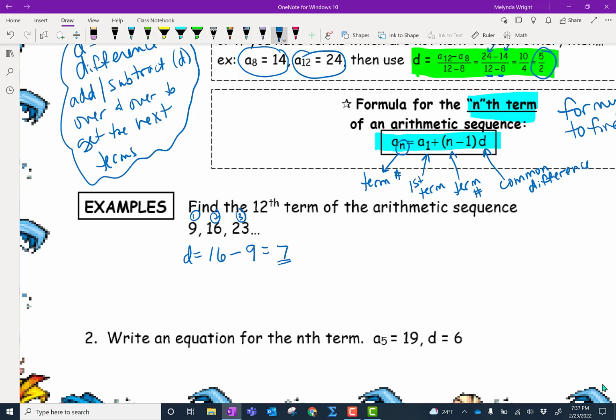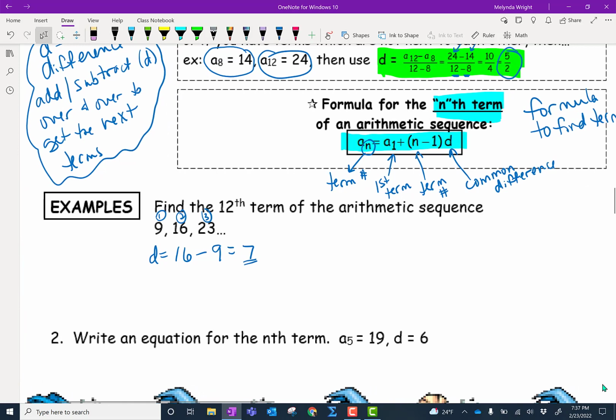So instead, let's write a formula. Let's write the formula for it. So we want to find a sub 12. We want the 12th term. Our first term is 9 plus, and we want the 12th term, so that's n minus 1 times D, our common difference of 7. And so the 12th term would be 9 plus, 12 minus 1 is 11. 11 times 7 is 77. So our 12th term, using this formula, is 86.